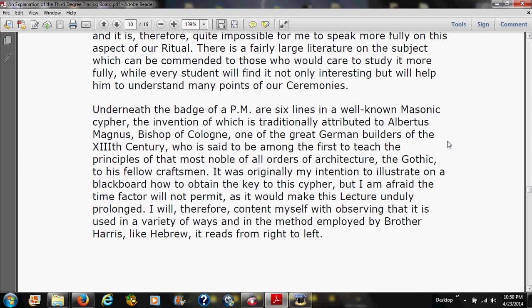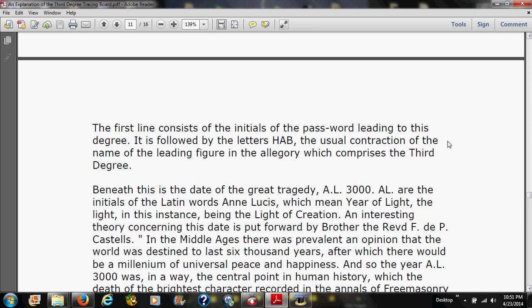It was originally my intention to illustrate on a blackboard how to obtain the key to this cipher, but I am afraid the time factor will not permit, as it would make this lecture unduly prolonged. I will therefore content myself with observing that it is used in a variety of ways, and in the method employed by Brother Harris, like Hebrew, it reads from right to left.